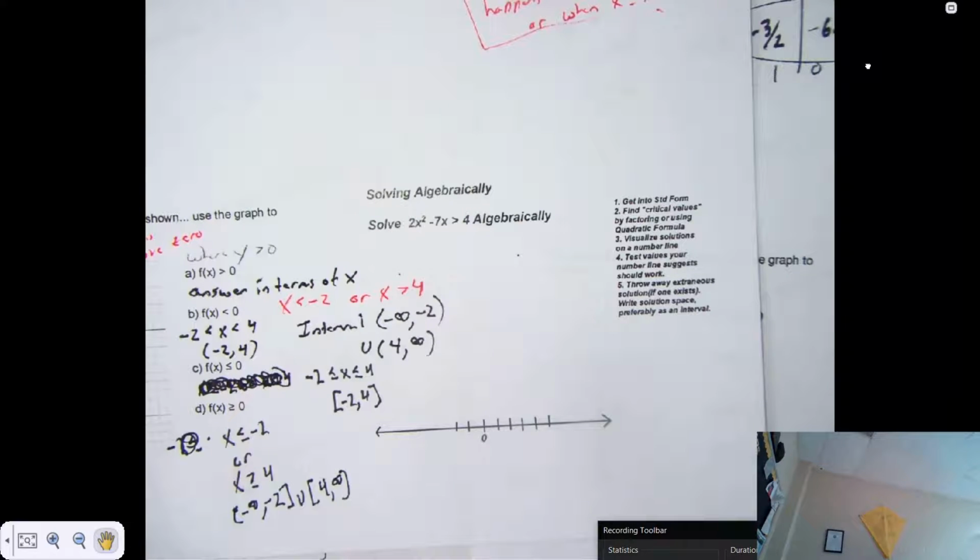3, visualize the solutions on a number line. 4, test values your number line suggest should work. And 5, throw out any extraneous solutions. Write your solution space, preferably as an interval. So we'll kind of walk through you on that, what it means. First off, where's that 4 belong?